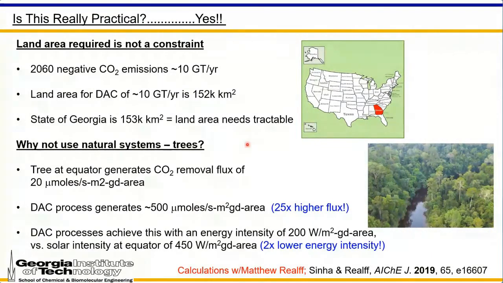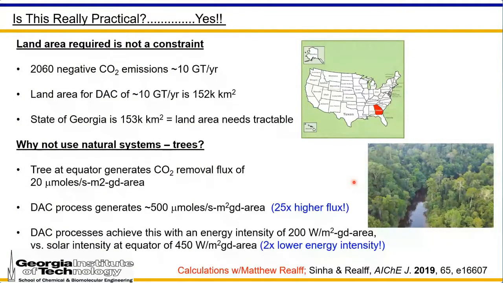The second question I commonly get is, why don't we use natural systems like trees? We should use as many natural systems as we can. Unfortunately, as a species, we are very good at destroying forests, not very good about replanting forests, so we have some work to do there. But we should try to do as much of the natural solutions as we possibly can as a starting point.